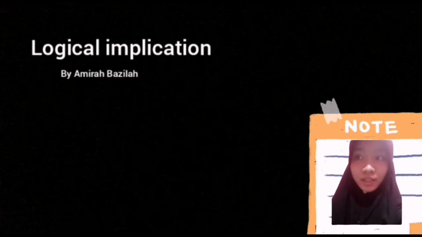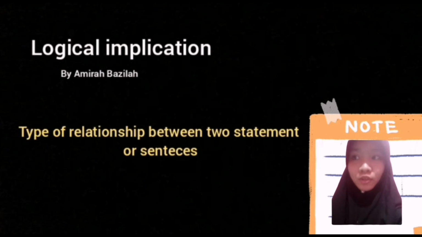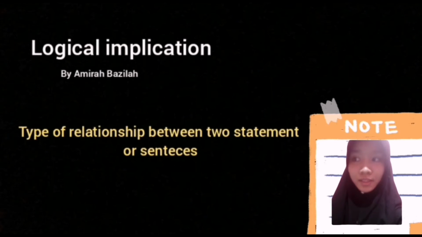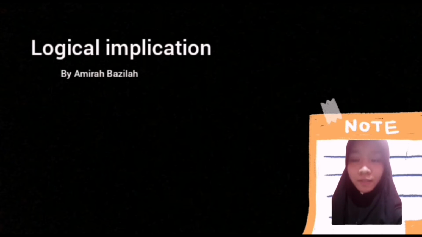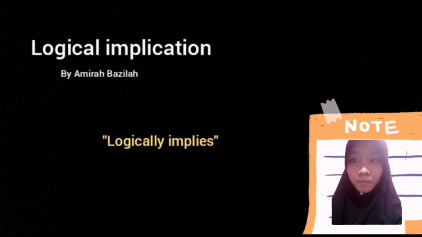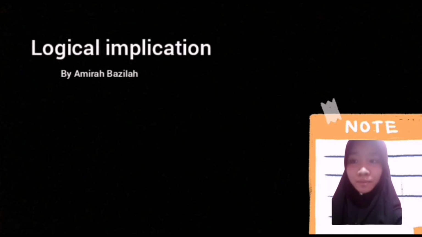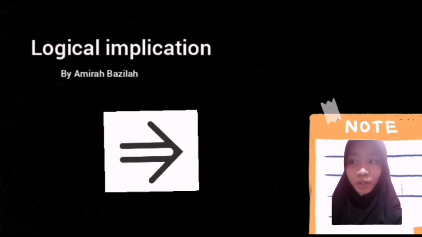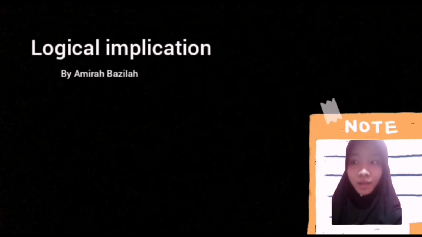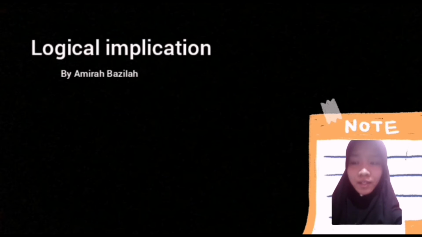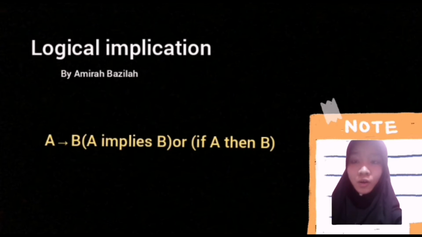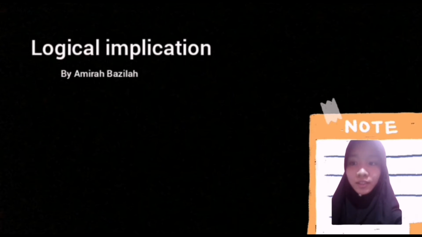Logical implication is a type of relationship between two statements or sentences. The relation translates verbally into "logically implies" or "if, then", and it is symbolized by a double line arrow pointing toward the right. If A and B represent statements, then A arrow B means A implies B, or if A then B. The word implies is used in the strongest possible sense.